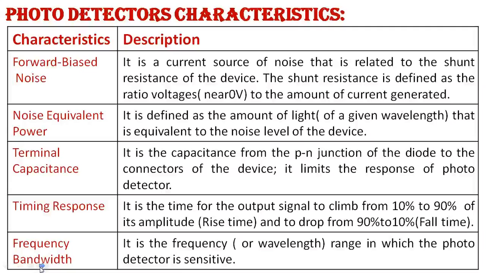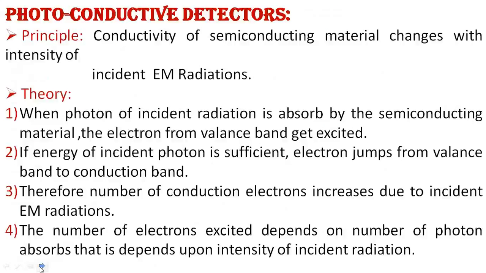Next is the timing response. It is the time for the output signal to climb from 10 to 90% of its amplitude, the rise time, and to drop from 90 to 10%, the fall time. Next is the frequency bandwidth. It is the frequency or wavelength range in which the photodetector is sensitive.